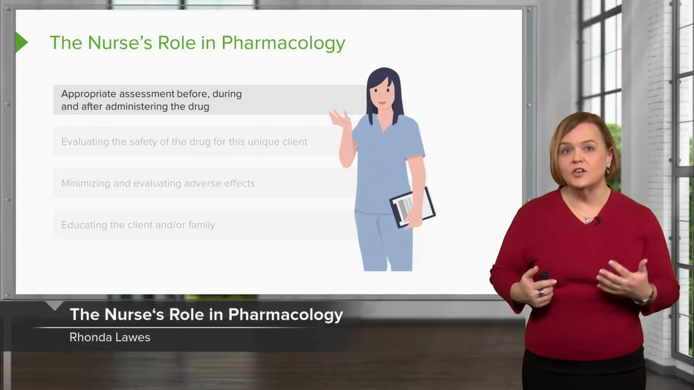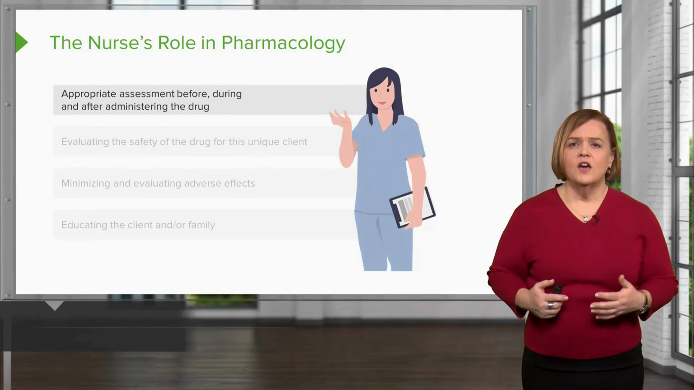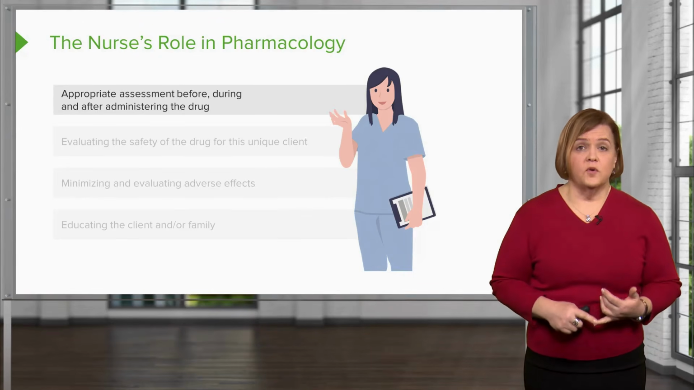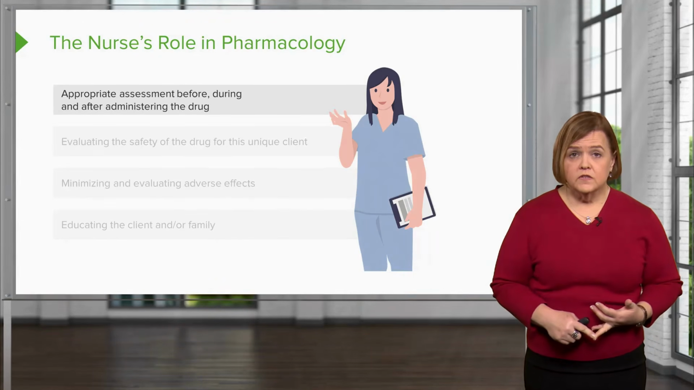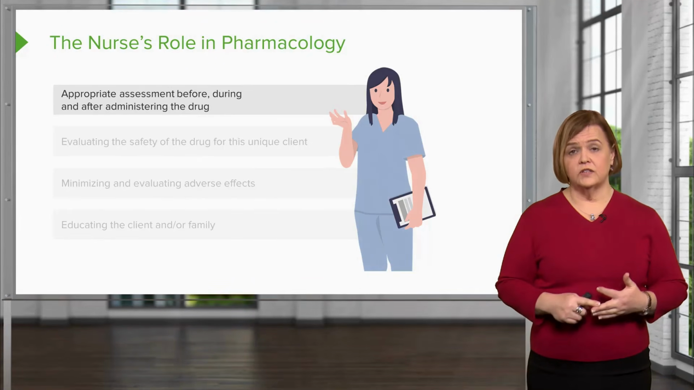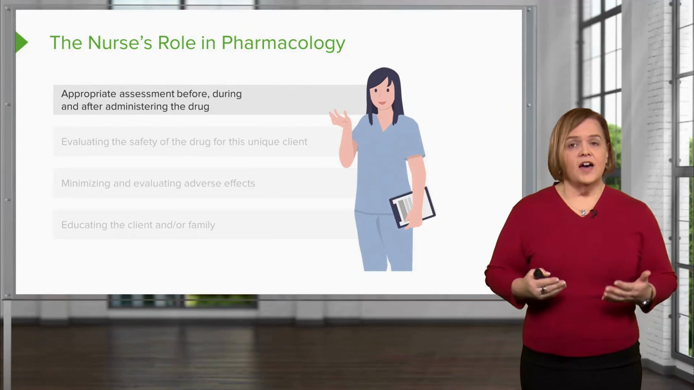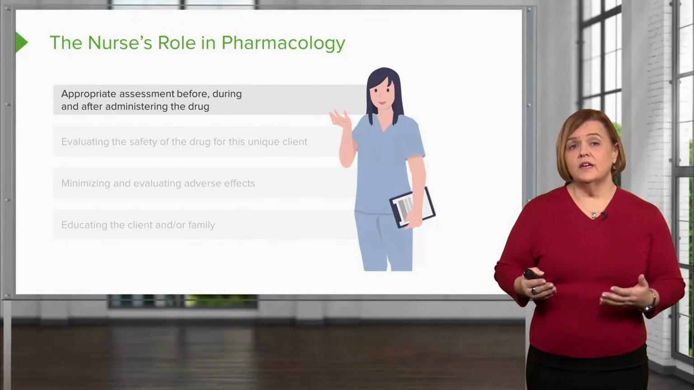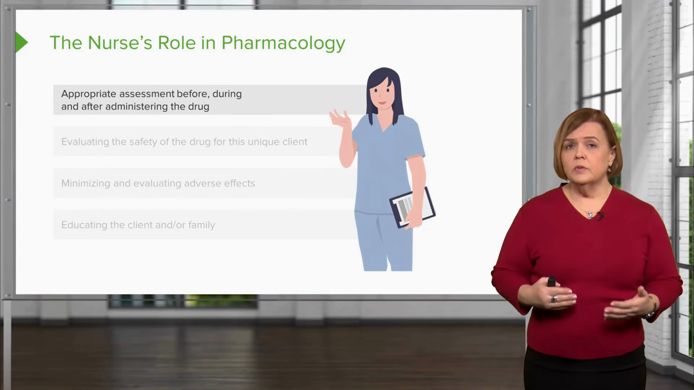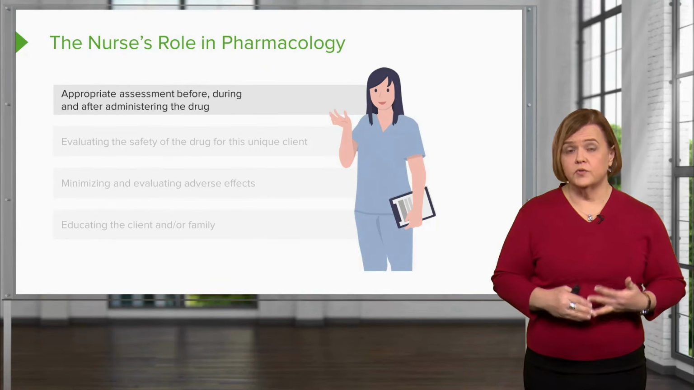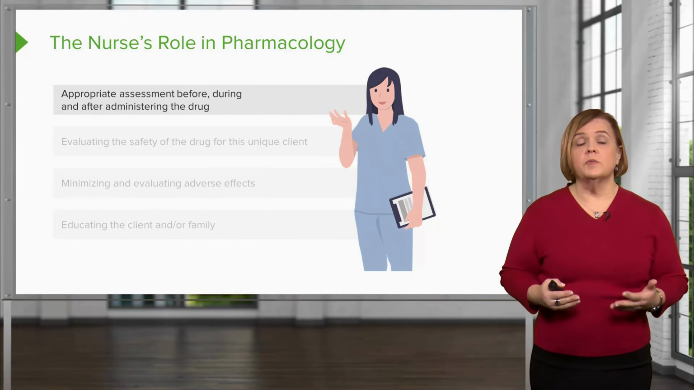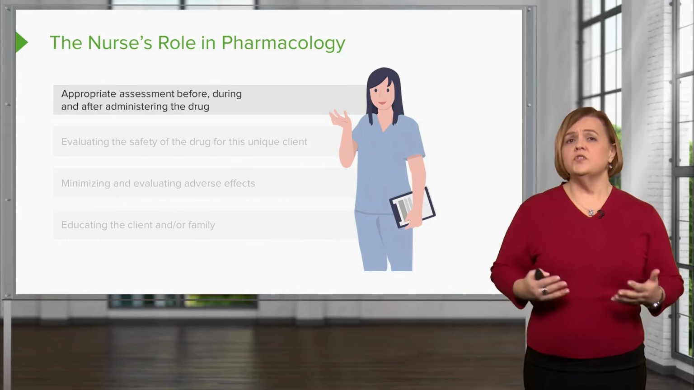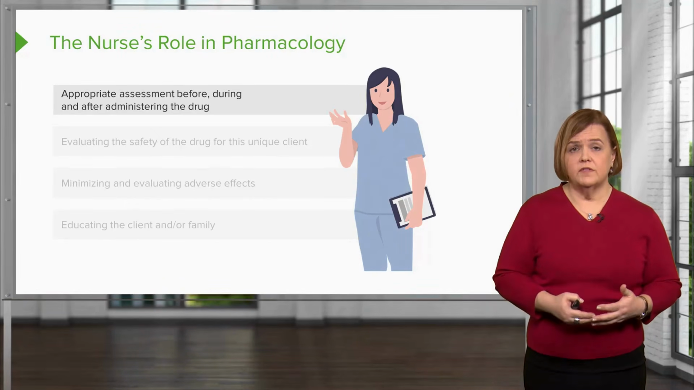What is my specific role as a nurse in pharmacology? Well, first, you have to be really good at assessment. I want you to do appropriate assessment before you give the medication, during the administration of the medication, and after administering the drug. So what does that mean? Well, if I'm going to give a medication like, let's say, digoxin, that's a medication that directly decreases your heart rate. So it'd be really important that I take your blood pressure and your pulse before I give that medication. The general rule is if your pulse is less than 60, then I would hold that medication and contact a healthcare provider. So that's just one example of appropriate assessment before you give the medication.